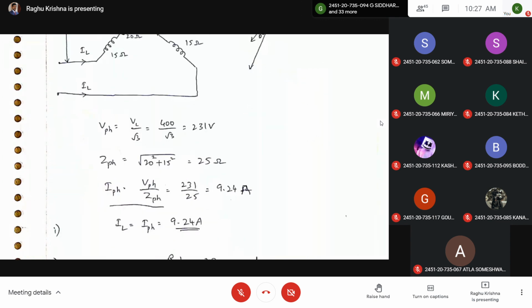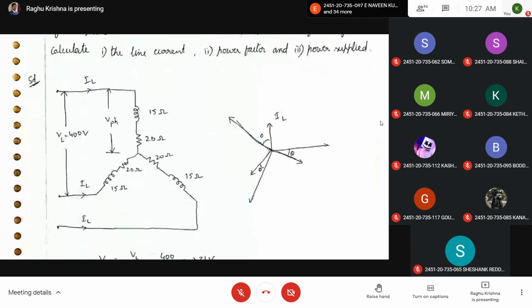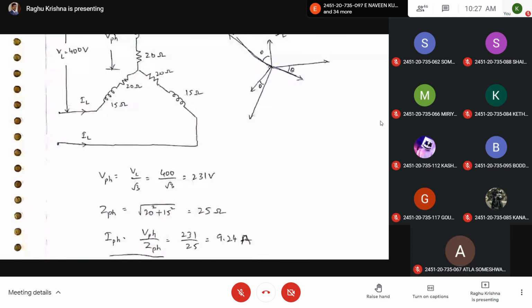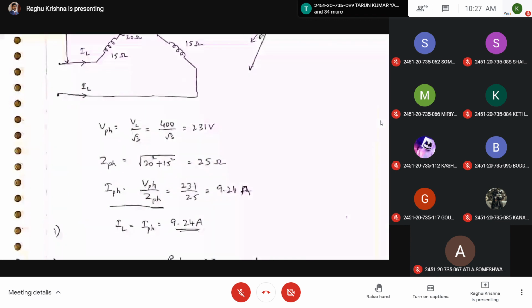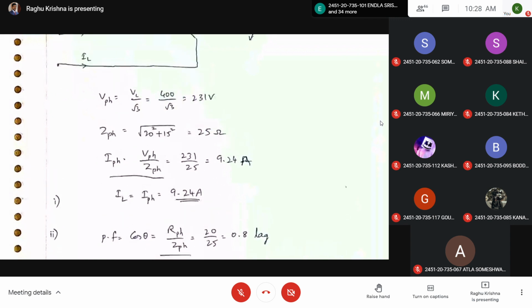In the question the line current is asked. In a star connection, line current is equal to phase current. IL equal to I phase, so you get the line current. Next, power factor. Power factor is equal to cos theta, which is equal to R by Z. So 20 by 25, 0.8. As it is inductive, you can take the power factor as 0.8 lag.